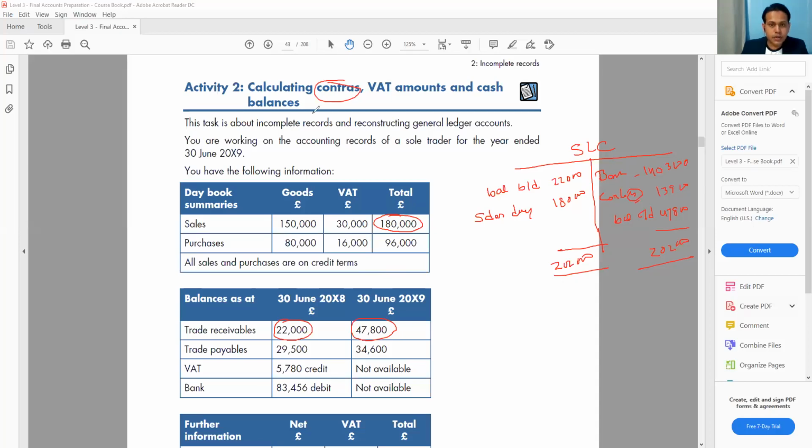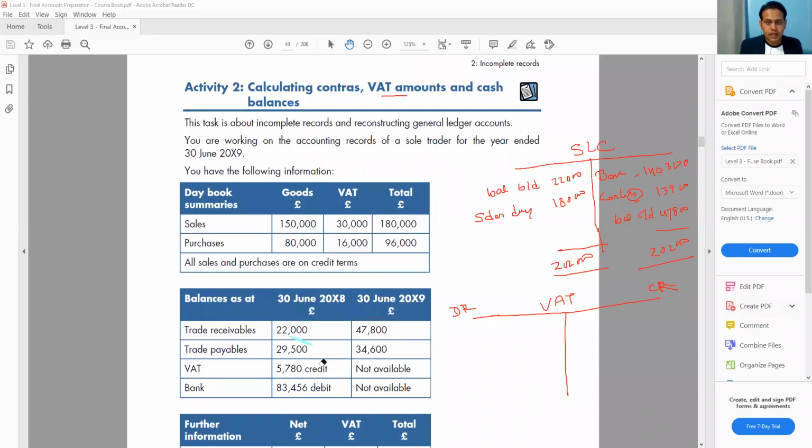All right, the next one we're going to do is the VAT amount. Let's talk about the VAT amount. VAT. Left-hand side is the debit side, right-hand side is the credit side, always. This is by default. Left-hand side is always the debit side. Right-hand side is always our credit side. So let's have a look at the VAT now. Let's talk a little bit about VAT.